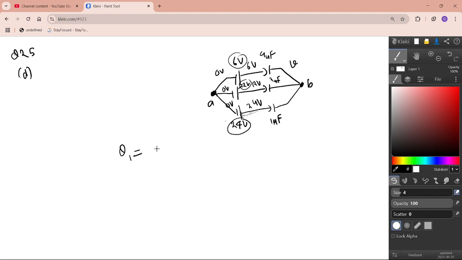So Q1 is equal to C times V. I'll just say 6. Q2 is equal to 2, 12, and Q3 is equal to 24. Oh, sorry, 24 minus V. V is the same.